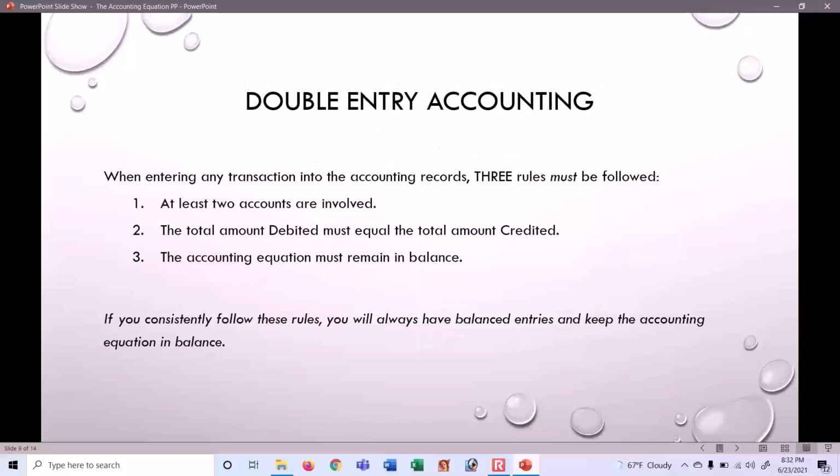When using double entry accounting, every transaction must adhere to the following rules. At least two accounts are involved. The total amount debited must equal the total amount credited, and the accounting equation must remain in balance. If you consistently follow these rules, you will always have balanced entries and keep the accounting equation in balance. In the following examples, each rule is noted and explained.